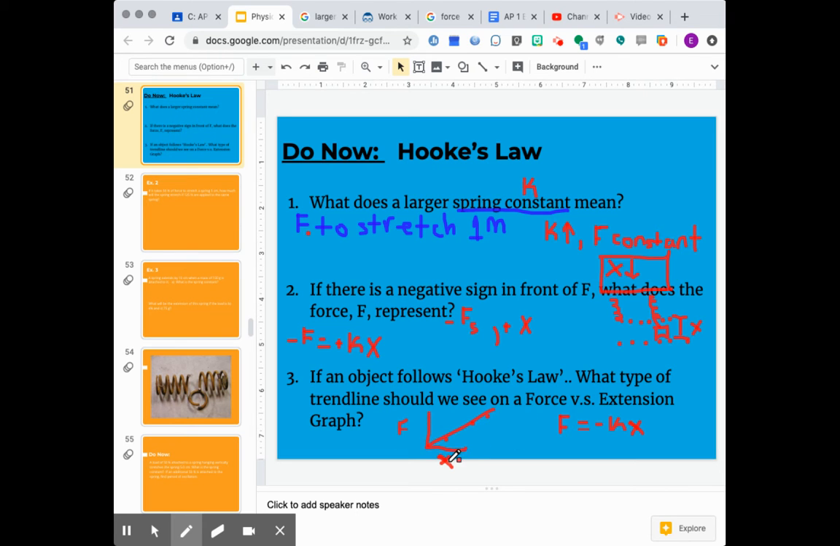The restoring force and the displacement are proportional to each other. If they're proportional to each other, that means that a change in one would equate to a change in the other. When you graph two variables that are proportional to each other, the trend line is linear, because as one constantly increases, the other constantly increases. So the slope will be constant. We get a linear trend line, and the equation that we can use to model that would be y equals mx plus b.